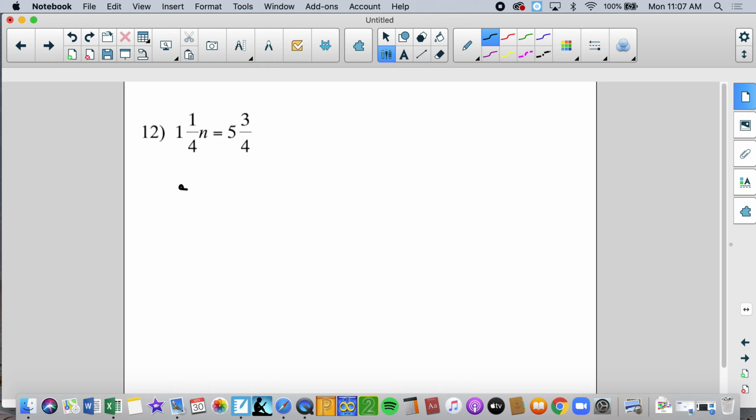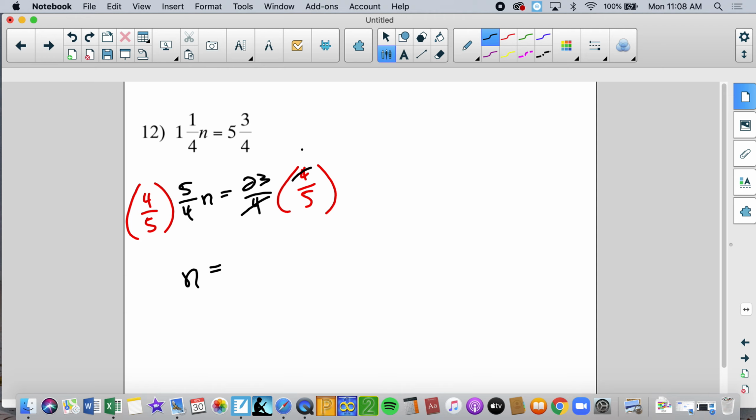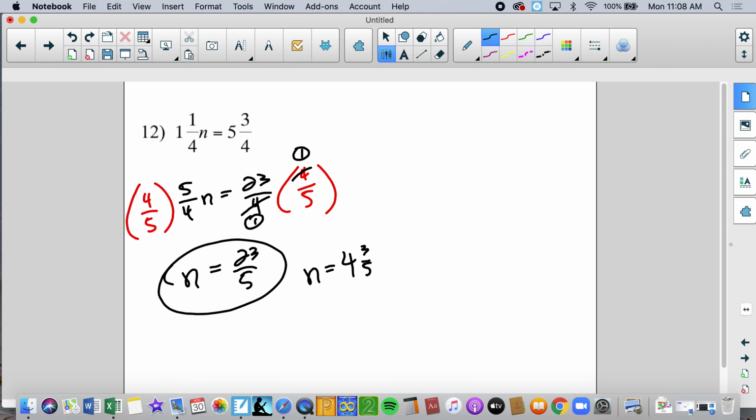We're going to convert. 5/4 n equals 23/4. You should be able to convert those mixed numbers to improper fractions that quickly, that easily. If you can't, then you need to practice that. Multiply by the reciprocal, which is 4/5. You're left with n equals, the 4's are going to cancel. They don't make zeros, they make ones, and you're left with 23/5. And that can be written as 4 3/5 as a mixed number.